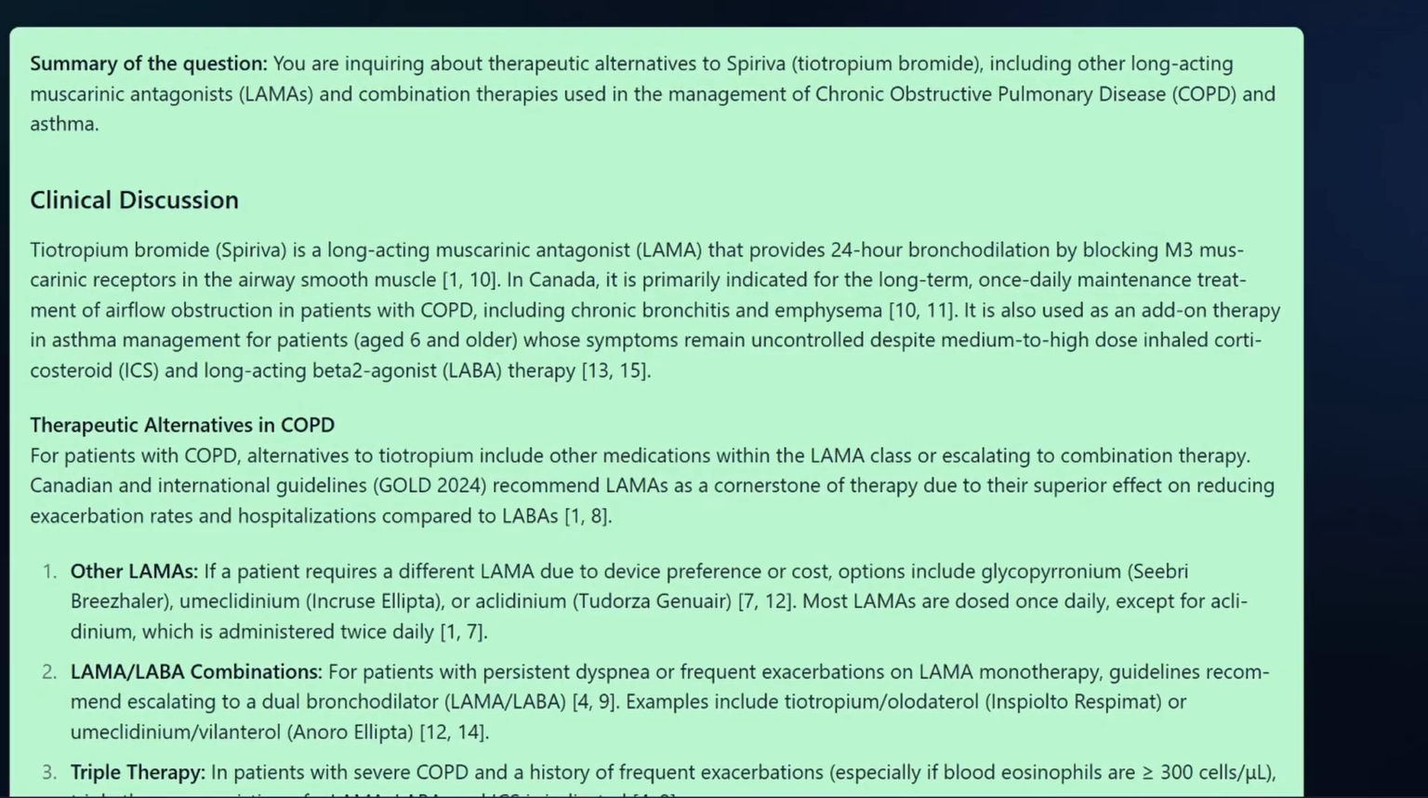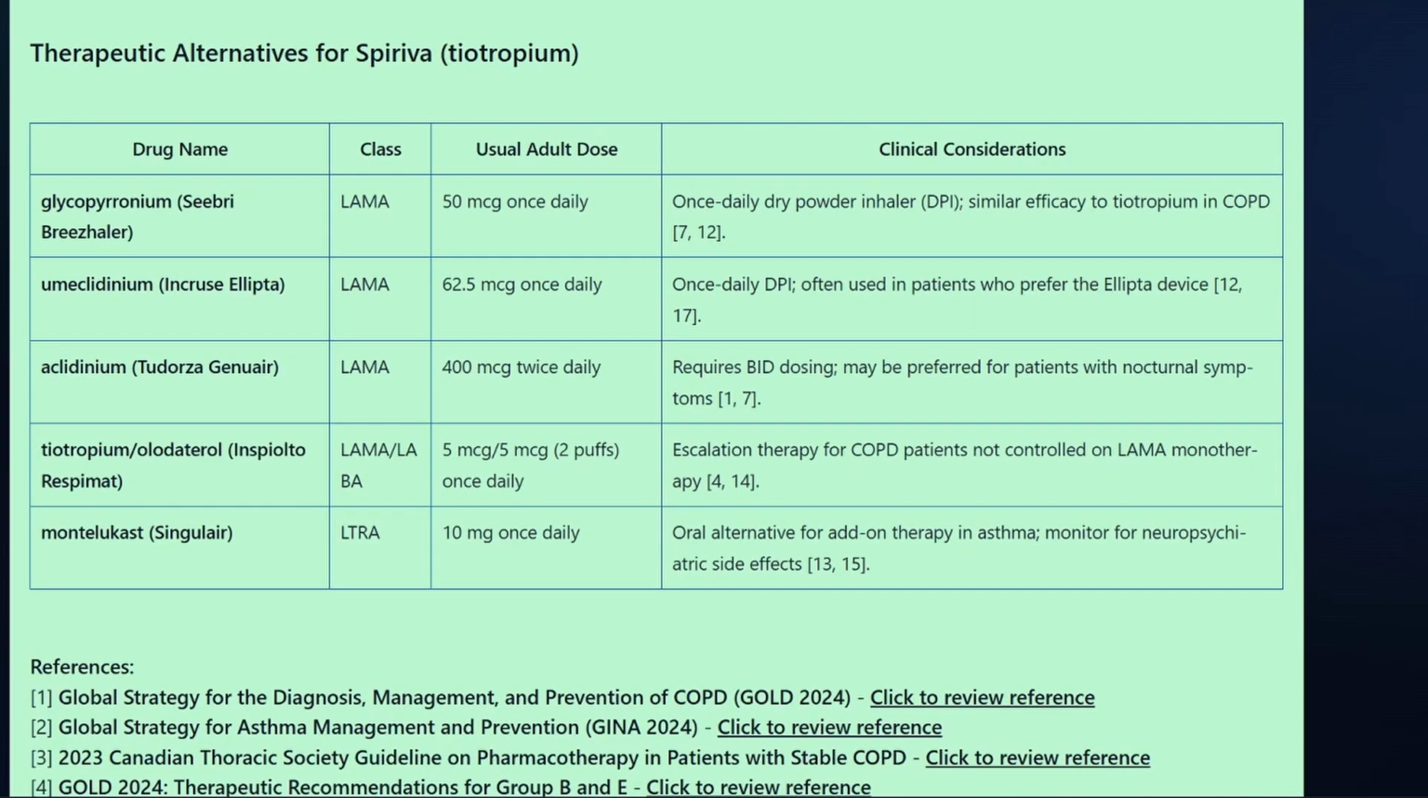Okay, let's look at the clinical discussion. Aiskyra has identified Spiriva as a long-acting muscarinic antagonist, or a LAMA, and it's going to provide similar medication. If we scroll down, we can see a chart with all the therapeutic alternatives. For example, Seebri, Incruz, Dorza, Inspiolto, and Singulair. And of course, because we're only looking at LAMAs, probably just focused on the first 3, Seebri, Incruz, Dorza.